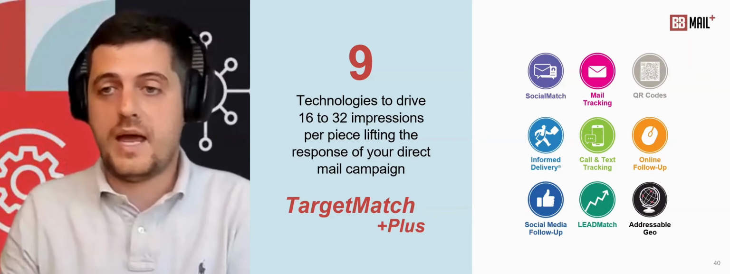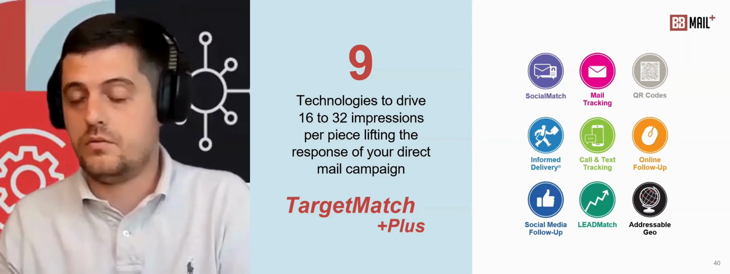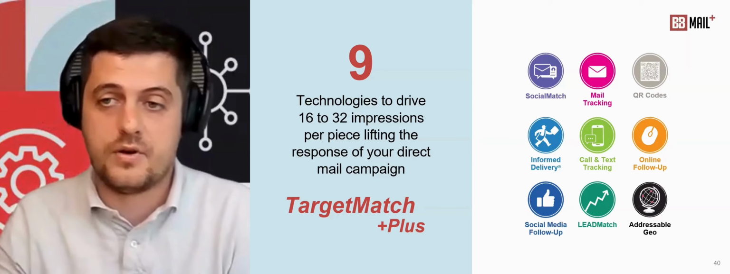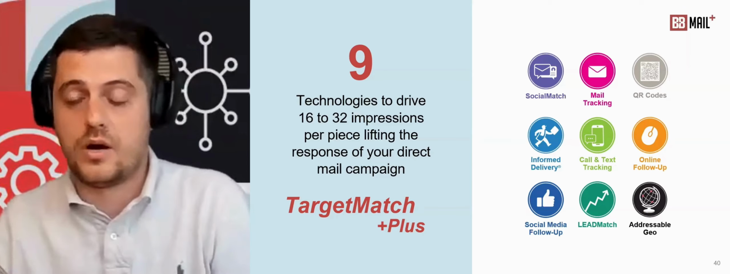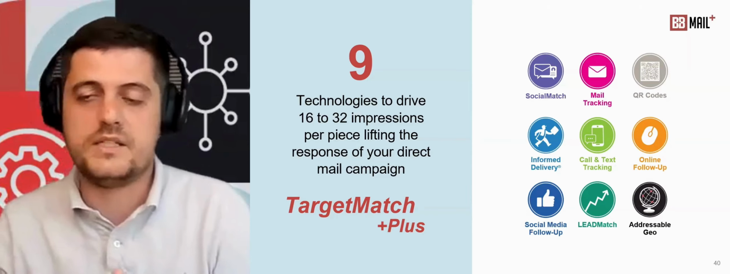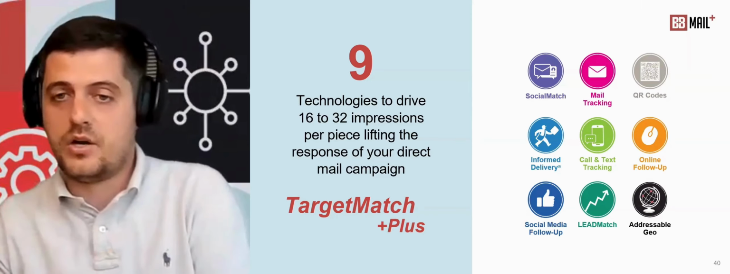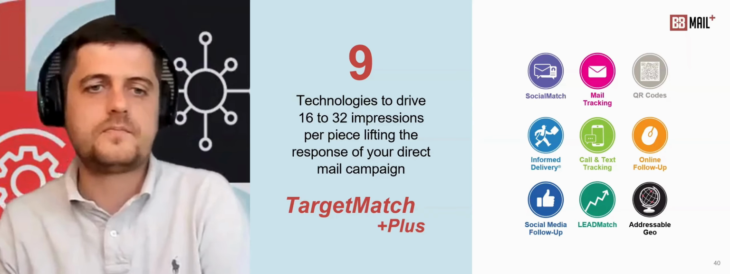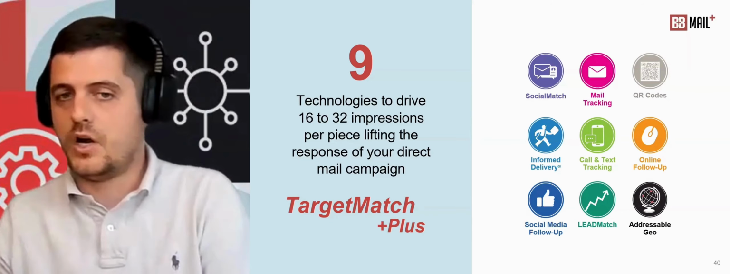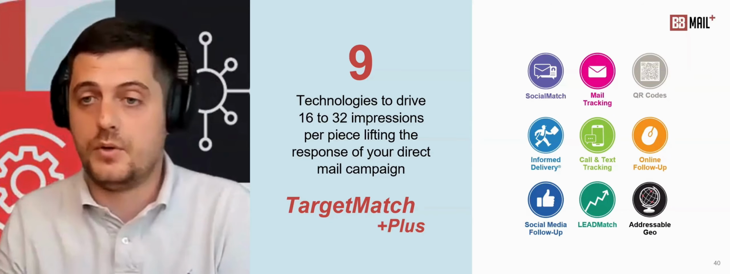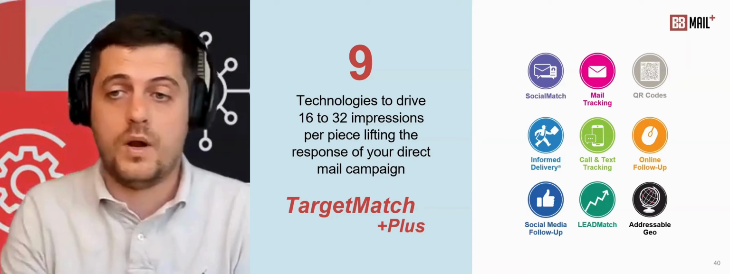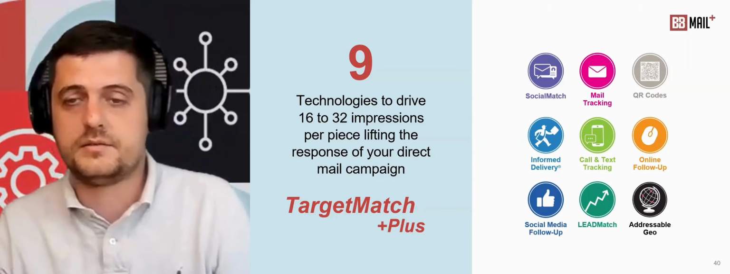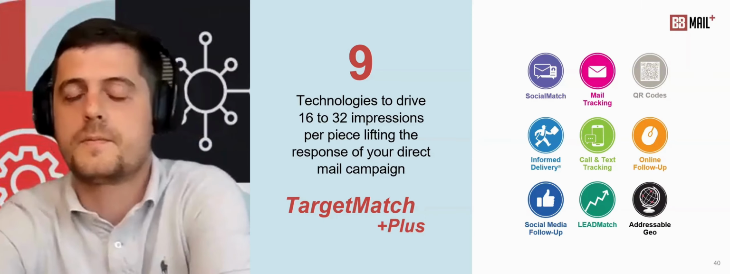But we also have the remarketing through Google, Facebook, Instagram, and the ability to capture their address through lead match to run retargeted direct mail. So we can retarget them digitally and retarget them with a physical mail piece through lead match as well. Okay. Also, Target Match Plus, we're getting double the exposure, right? So we are turning that one impression into 16 to 32 impressions per piece.